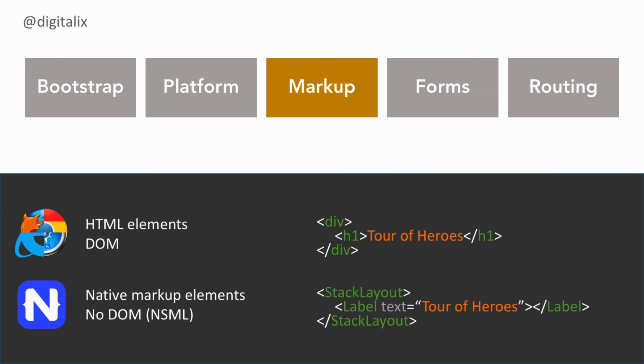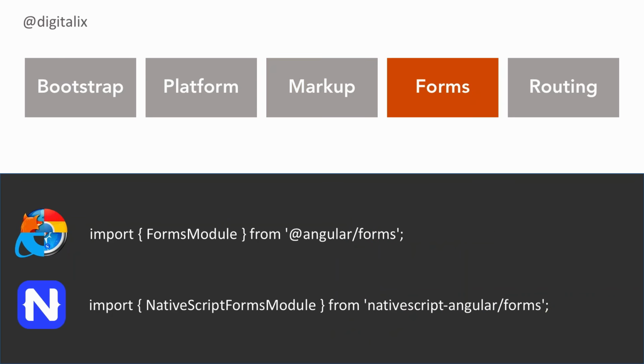markup elements, there is no DOM. I call it NSML. Okay, there's no such thing, but that's what I call it because it's easier to say than all the other stuff. And that's what that looks like. So you have a layout and you have a label inside. So if anybody's familiar with XAML, I was about to ask how that compares to, how similar it is to XAML. It is XAML-ish. Okay.